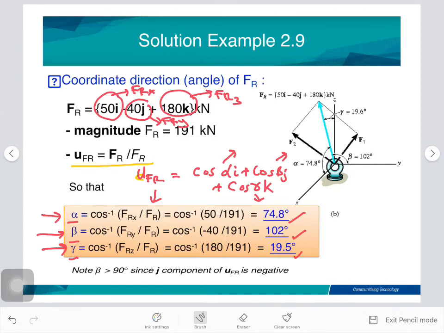So here, note that beta is more than 90 degrees, because the J component of the unit vector is negative. So that is why, okay, we have already sketched, right? So this is alpha from this force and this is beta. So because of this, beta is more than 90 degrees, because the force resultant is in the negative quadrant. Okay, this is our gamma. Okay, this is how we can solve the 3D coordinate direction angles. You got it?